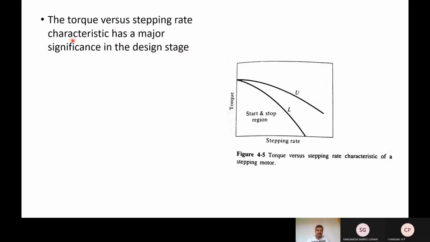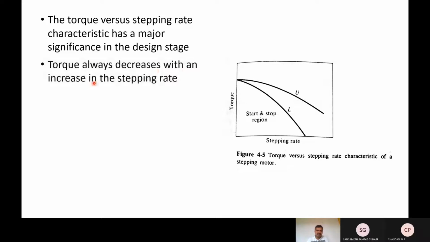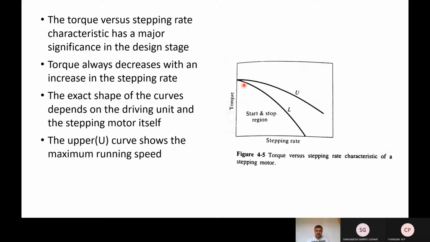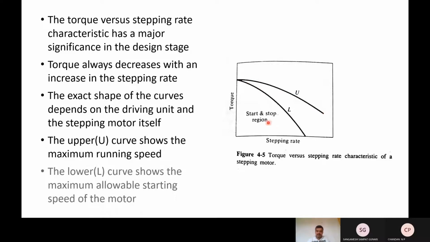The torque versus stepping rate characteristic has a major significance in the design stage. Torque always decreases with an increase in the stepping rate. Here you can see that initially, when the stepping rate is very low, torque is high, and when the stepping rate increases, torque decreases. The exact shape of the curves depends on the driving unit and the stepping motor itself. The upper curve shows the maximum running speed of the stepper motor, whereas the lower curve, denoted by L, shows the maximum allowable starting speed of the motor, the maximum speed at which the motor can be started.